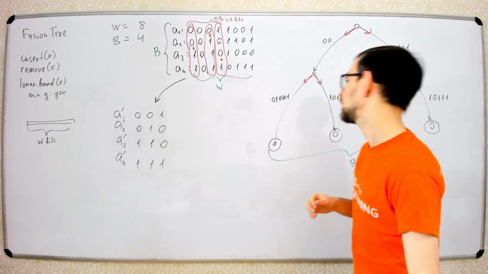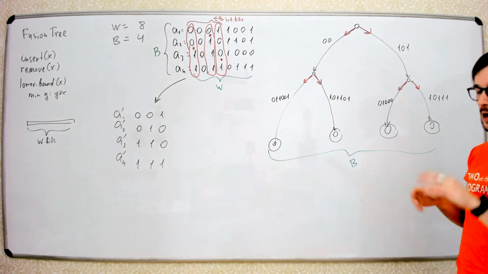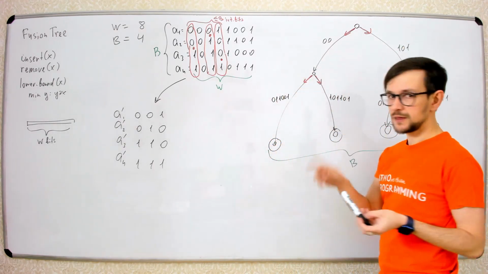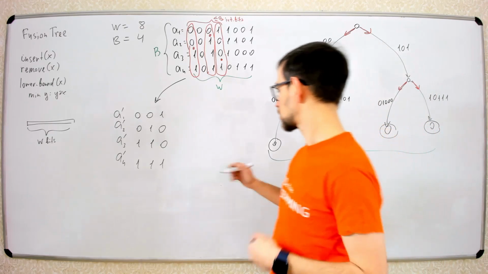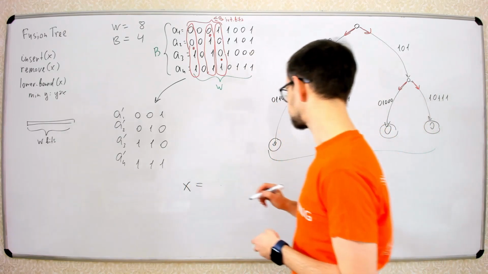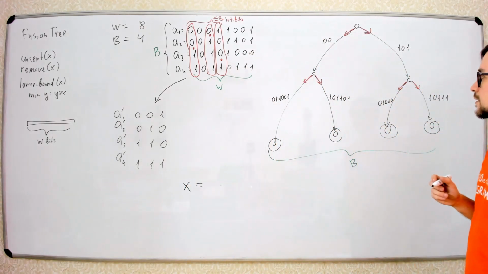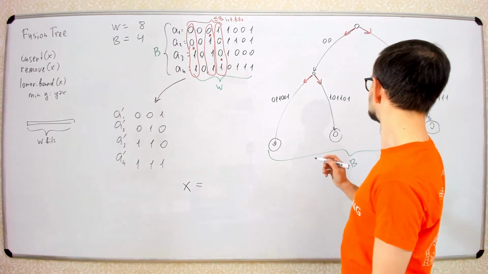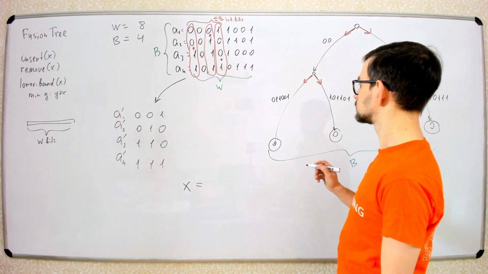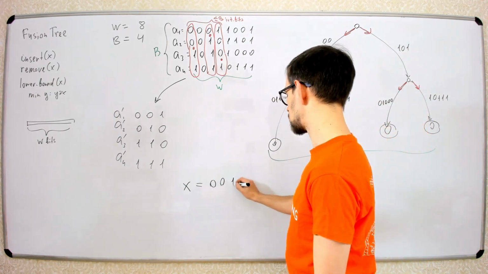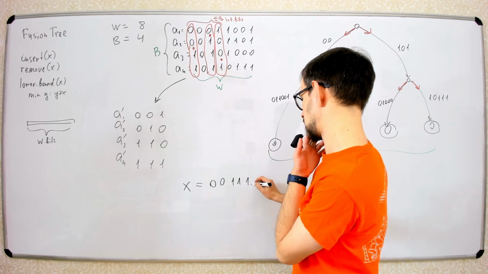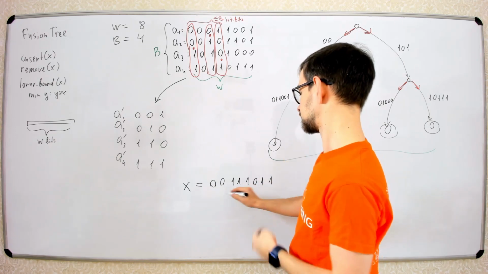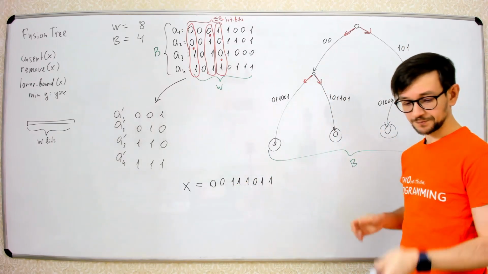Good. Now, how to calculate the lower bound? To calculate the lower bound, we will do the same thing with the value of x. So for example, you're looking for some value x. Let's say 0, 0, 1, 1, 1, 0, 1, 1. So you have some value of x.